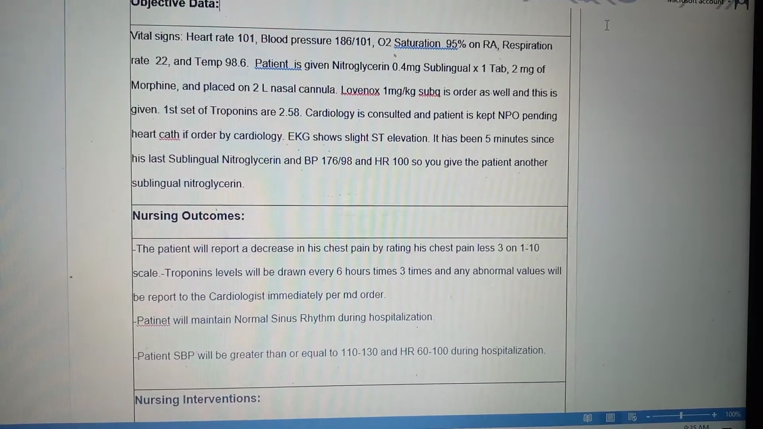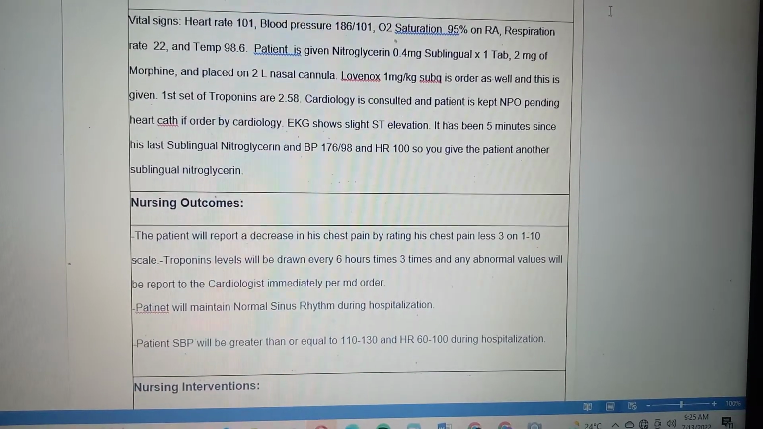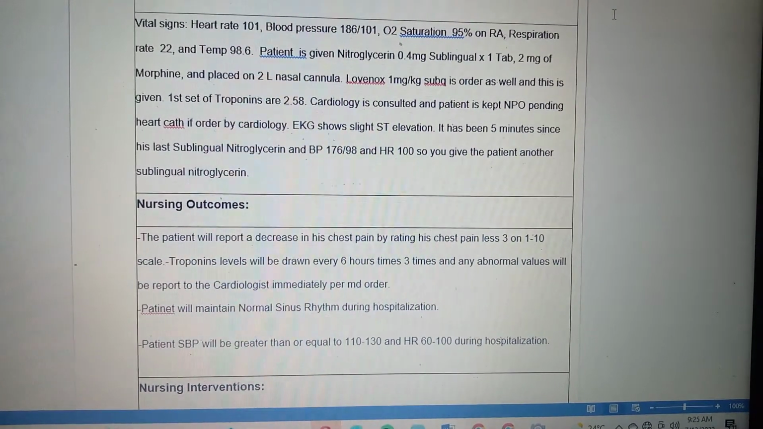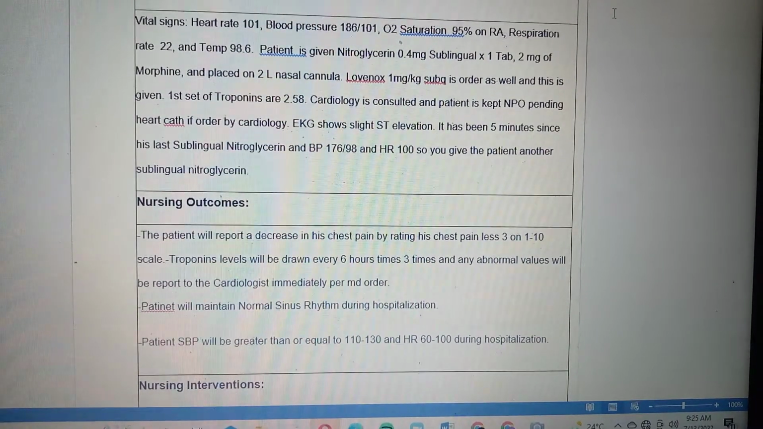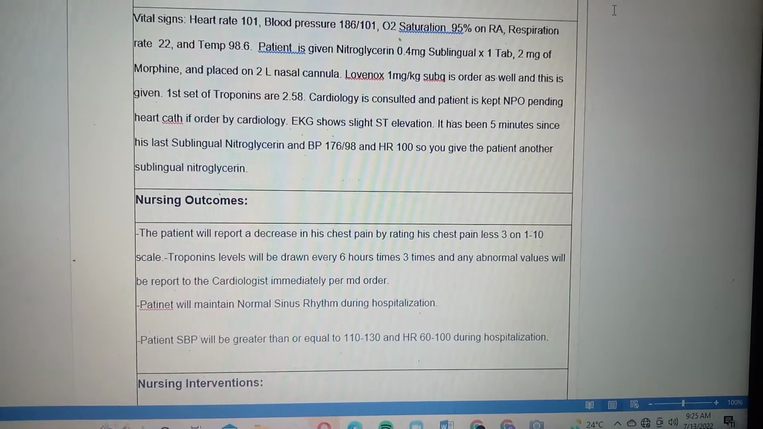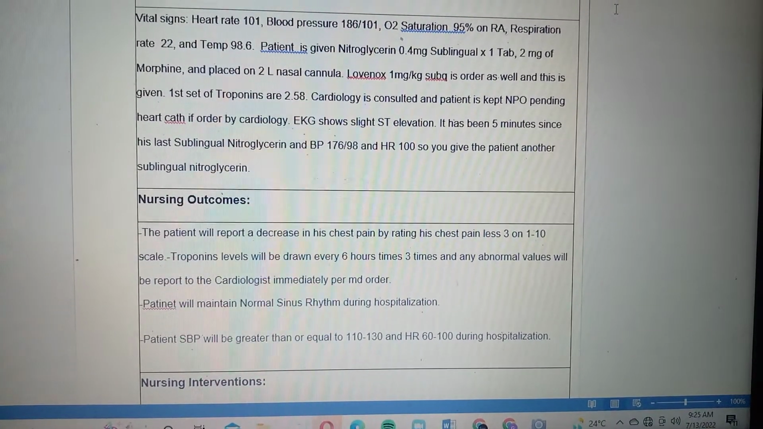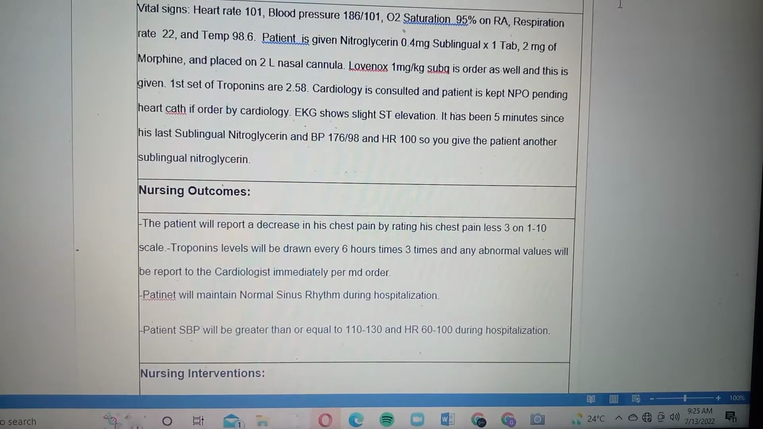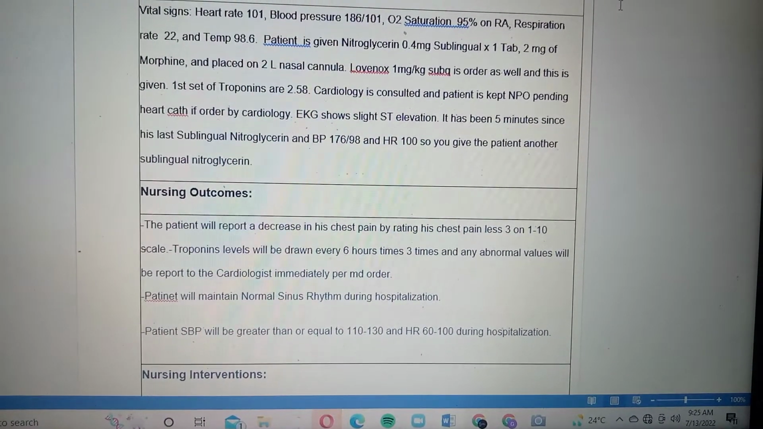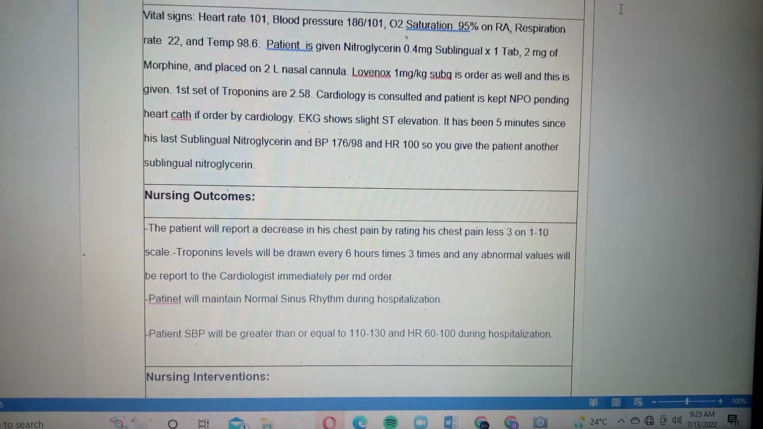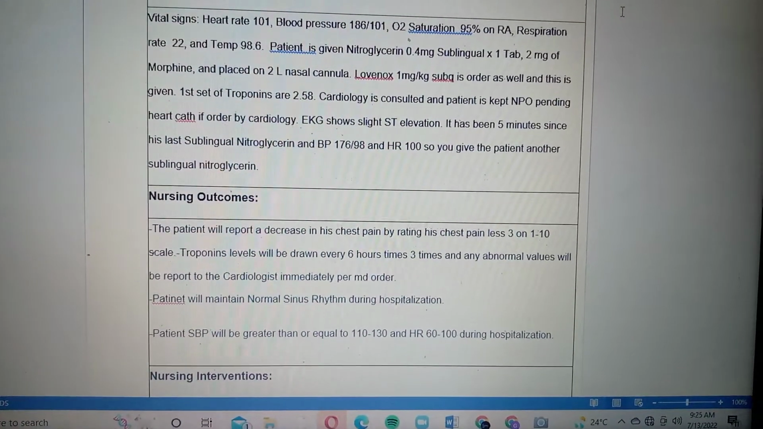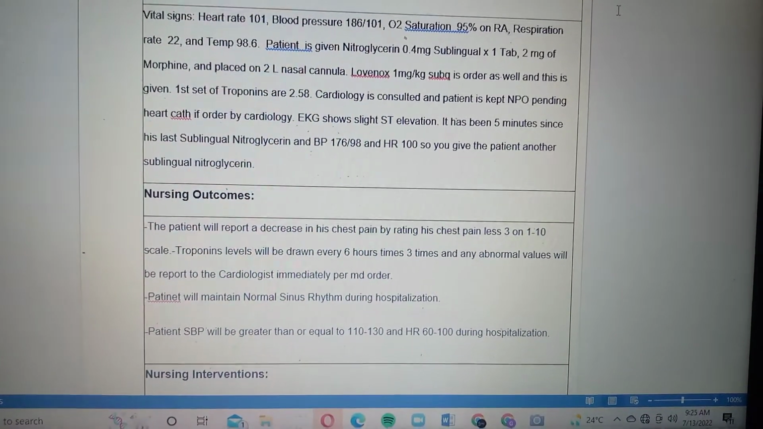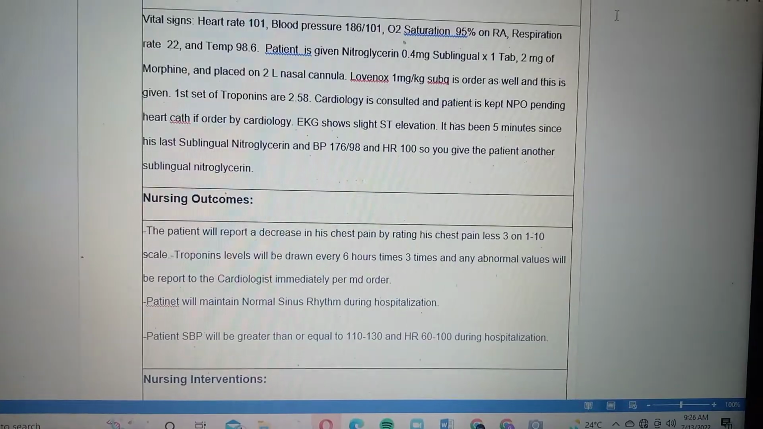The nursing outcomes: the patient will report a decrease in his chest pain by rating his chest pain less than 3 on a 1 to 10 scale. Troponin level will be drawn every 6 hours 3 times, and any abnormal values will be reported to the cardiologist immediately per medical department order. The patient will maintain normal sinus rhythm during hospitalization. The patient's SBP will be greater than or equal to 110/130 and heart rate 60 to 100 during hospitalization.